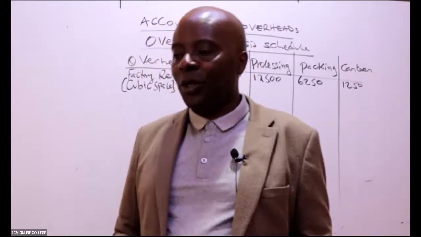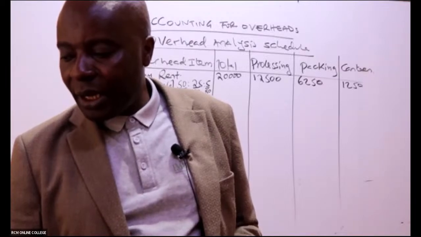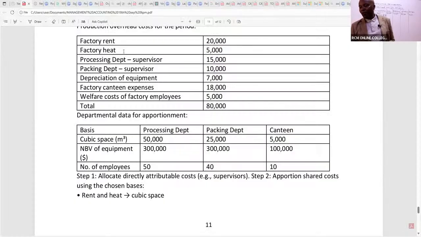Now, with your permission, I will go to the next one. The next overhead item is known as factory heat. So we write there factory heat. I can see the total figure is 5,000. And then you look at the criteria given.